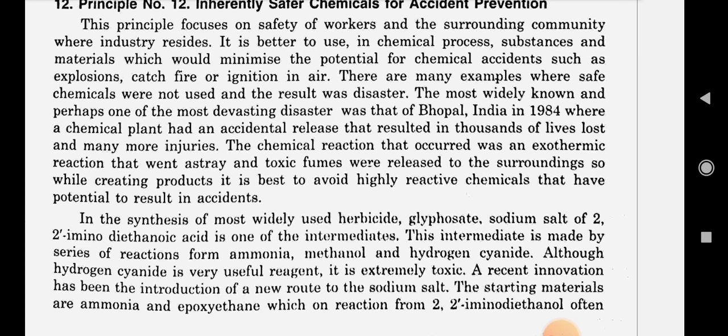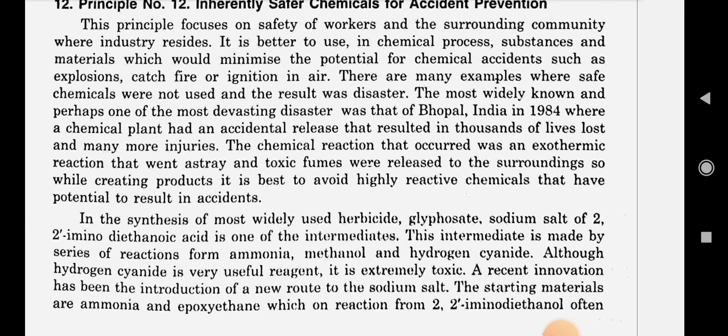In the synthesis of the most widely used herbicide, glyphosate, the sodium salt of 2,2-aminodiethanoic acid is one of the intermediates. This intermediate is made by a series of reactions from ammonia, methanol, and hydrogen cyanide. Although hydrogen cyanide is a very useful reagent, it is extremely toxic.